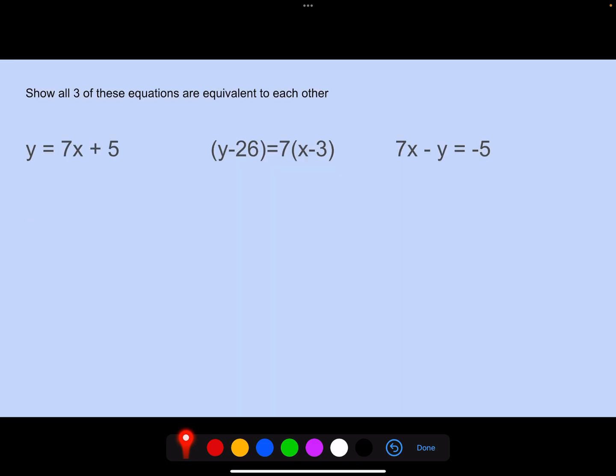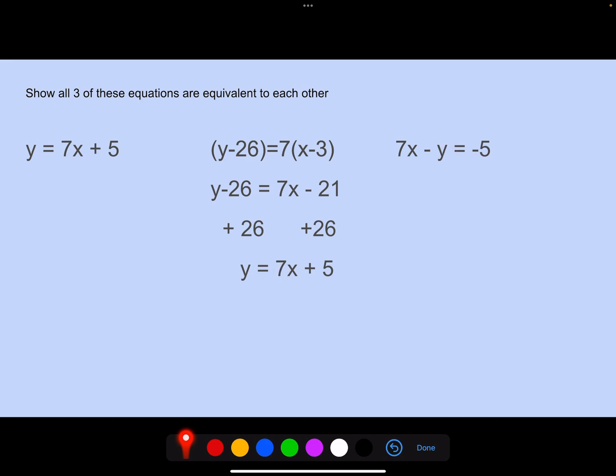So if I want to show that all three of these equations are equivalent to each other, like I said, most of the time slope-intercept form is a popular one. It can sometimes be annoying to turn it into point-slope form. So what we usually do is start with point-slope. I can get rid of the parentheses here since there's nothing to distribute. Here I would just say 7 times x, 7 times 3, that's the 21. Now I want to get y alone, so I add 26 to both sides. And I get y equals 7x plus 5. So it shows these two are equivalent.